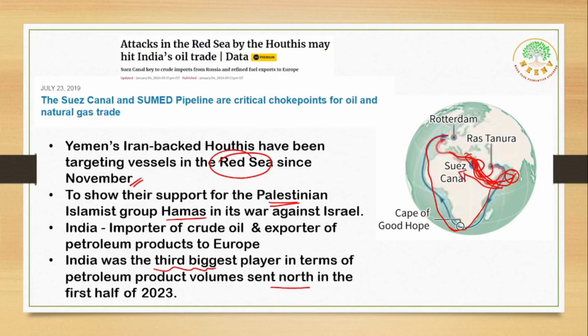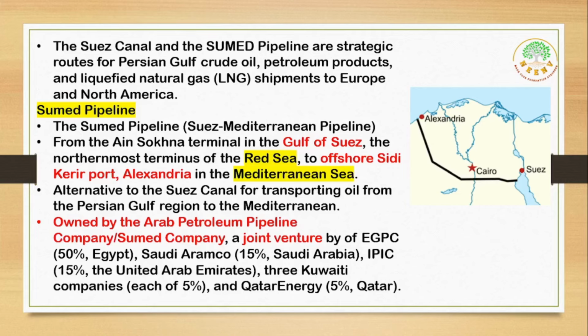We are discussing about Suez Canal. What is the role of the Suez pipeline here? The Suez pipeline is a pipeline located within Egypt as an alternative to the Suez Canal. Both the Suez Canal and the Suez pipeline are used as strategic routes to transport the oil and natural gas from the Red Sea area to the Mediterranean Sea area. So basically from the Persian Gulf to the European regions.